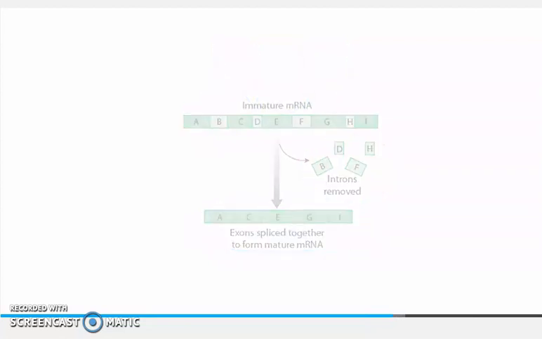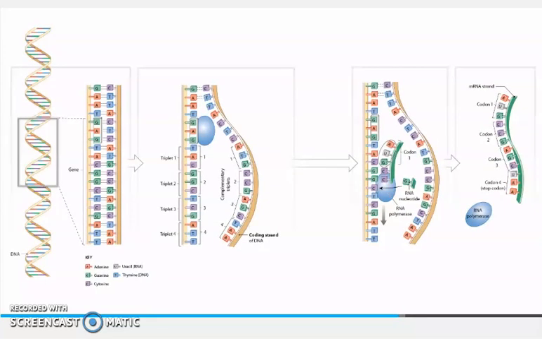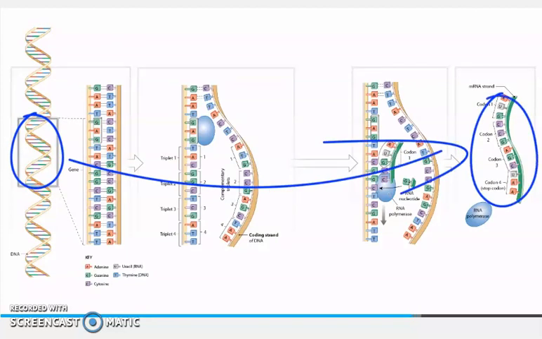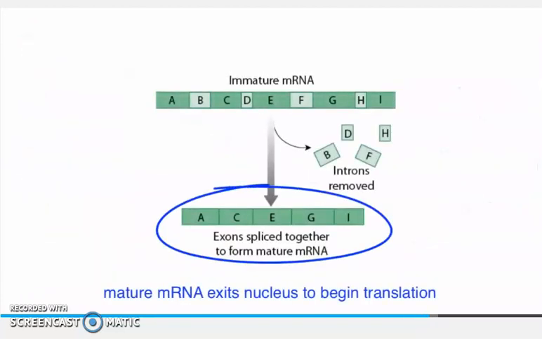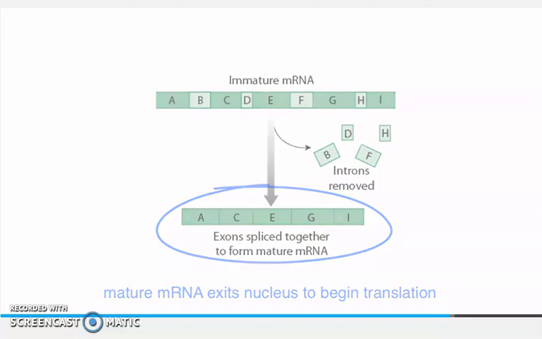To summarize, in transcription, a process that occurs entirely in the nucleus, a length of DNA called a gene is rewritten into the molecular language of RNA, and in this case, messenger RNA. The mature mRNA exits the nucleus and enters the cytoplasm to begin translation, the next step in protein synthesis. We will discuss translation in another Smart Art video.